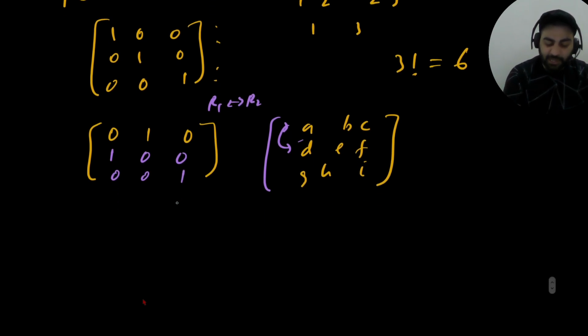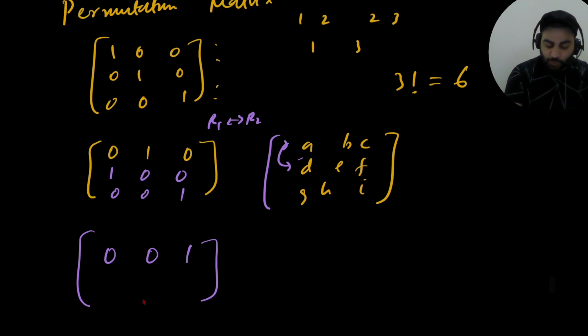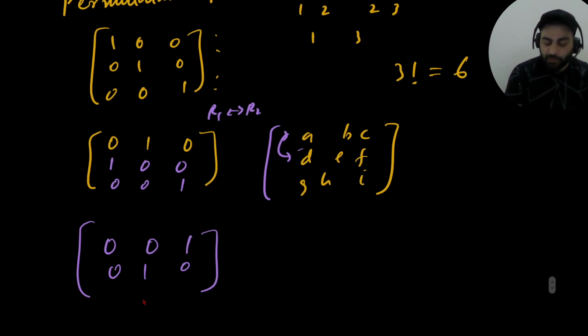In a similar fashion, I can make 6 combinations, 6 such matrices. So if I want to enumerate all of these, can you enumerate all of these? The second thing will be to change R1 with R3. So R3 should be here, nothing should happen to R2, and R3 should get changed to R1.